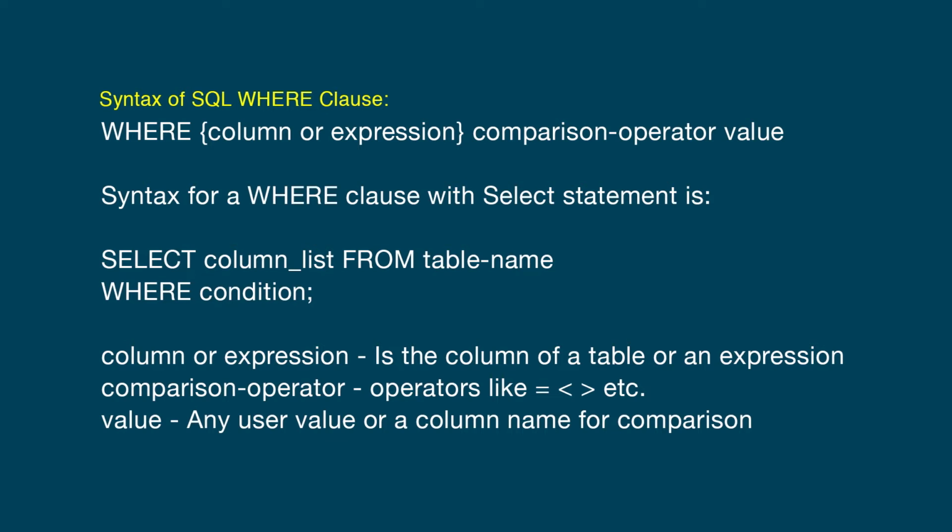Column or expression is the column of a table or an expression. Comparison operator is some operator like equal to, less than, greater than, etc. Value is any user value or a column name for comparison.